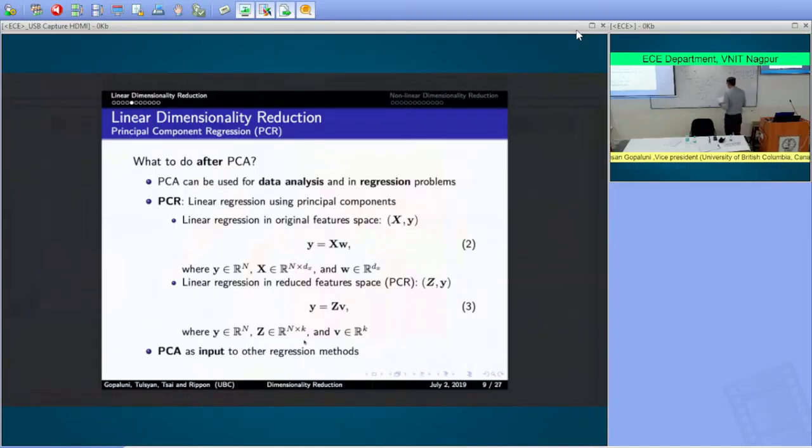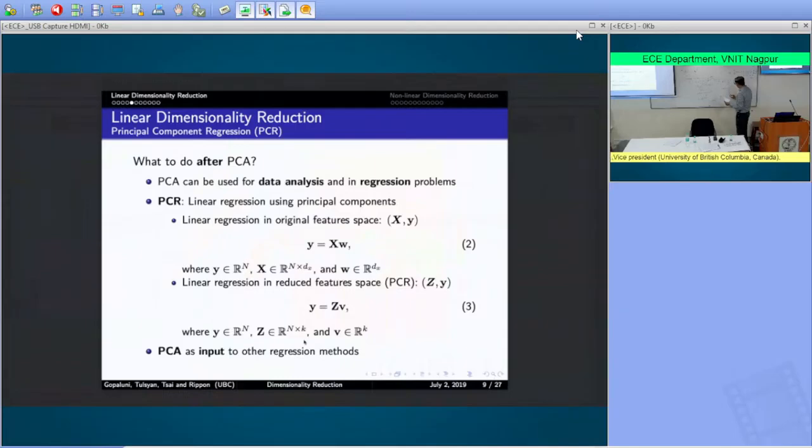Okay. And each of these principal components captures some variance of X transpose X that is proportional to the corresponding eigenvalue of that principal component. So in other words, lambda is a measure of captured variance by that particular principal component.